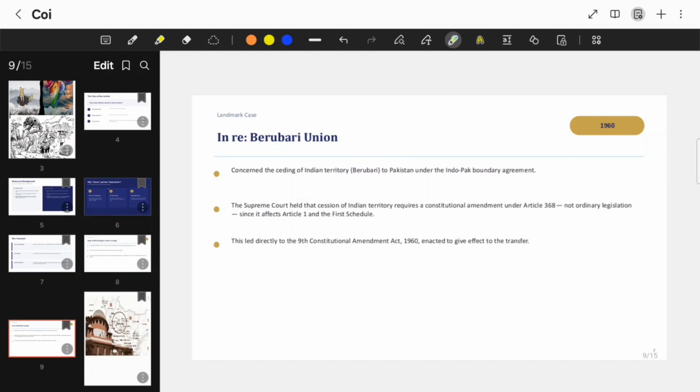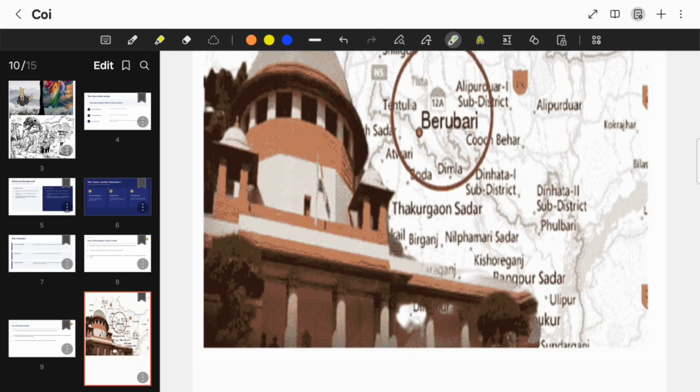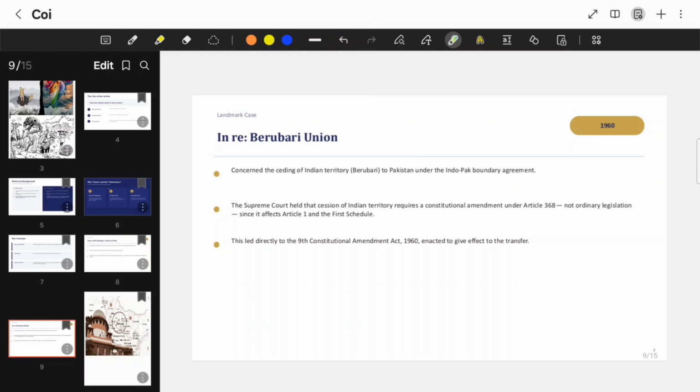Moving ahead to the Berubari Union case, this one's a classic. In this, instead of acquiring territory, it is about giving territory away. Berubari was a small piece of Indian territory that, under an agreement with Pakistan, now Bangladesh, was going to be transferred. The question before the Supreme Court was: can the government just hand over territory through an ordinary agreement?